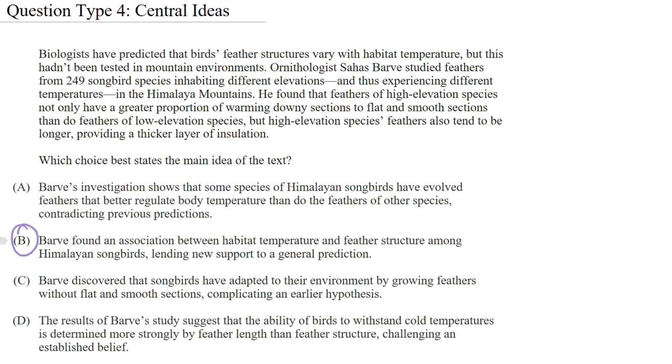Well, our answer here is going to be B. Why B? Well, let's take a look at this again. We have a pretty general structure here that we can solve using the outline strategy. So first we have kind of this hypothesis here, but it hasn't been tested. And then we have this guy, Sahas Barve, who studies feathers from songbird species to see if this hypothesis can be proved. And he does. He lends new support to the general prediction after finding an association between habitat temperature and feather structure. Therefore, B is the correct answer.